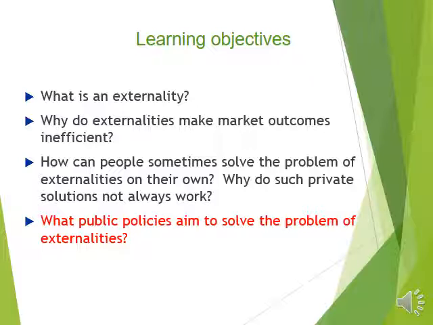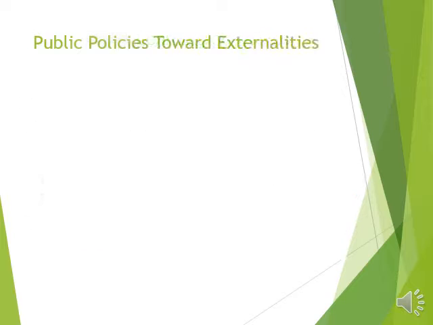So last week we looked at a couple of different examples of Coase theorem. This is where basically people make a private solution by themselves, without the government interfering, to achieve the socially optimum solution. Today we're going to be looking at public policies to help solve the problem of externalities.